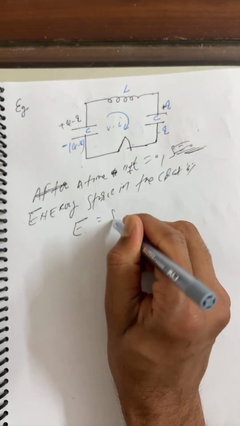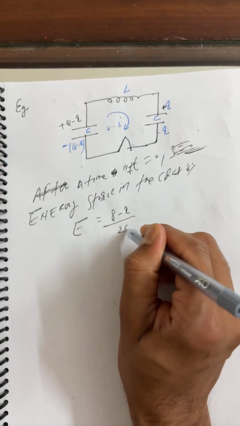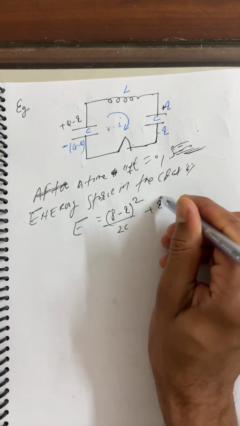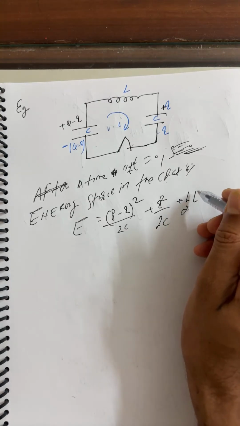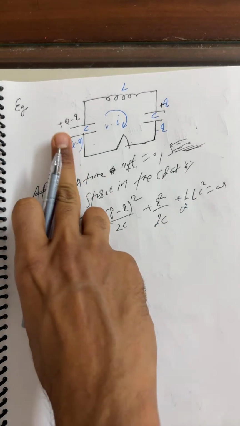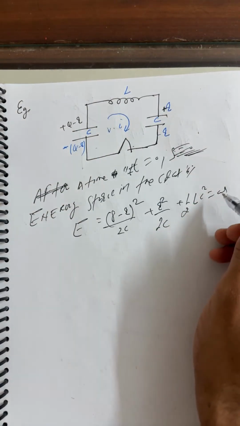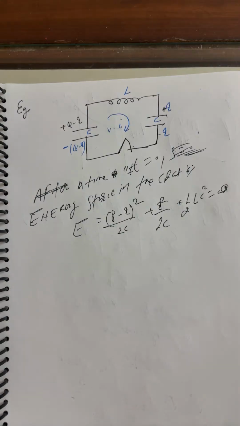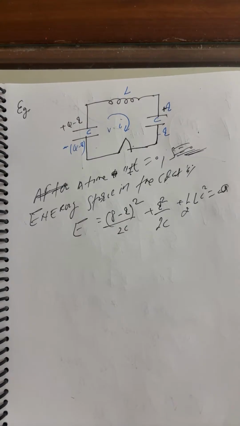U equals Q squared by 2C, I hope all of you remember, Q squared by 2C plus q squared by 2C, plus half L i squared. This is for this capacitor, this is for this capacitor, and this is the energy stored in the inductor in the form of magnetic field. So just keep in your mind, student.